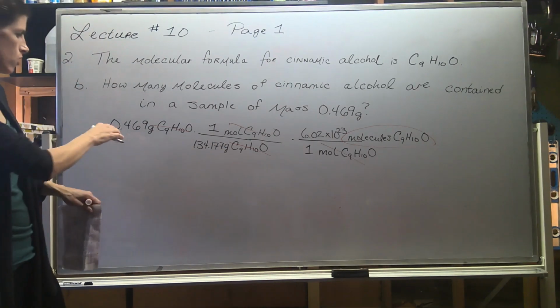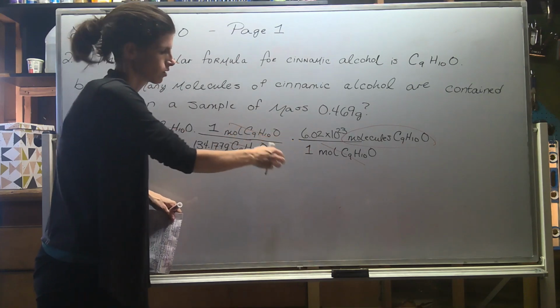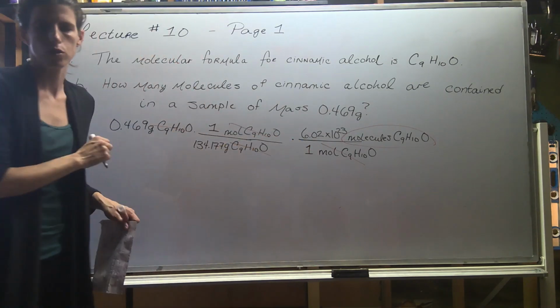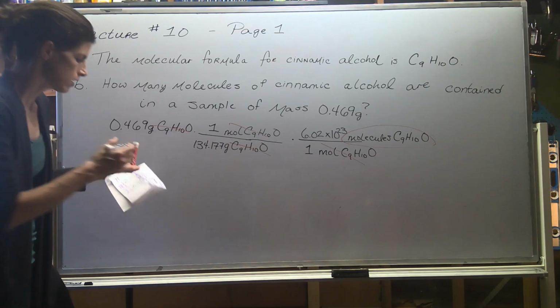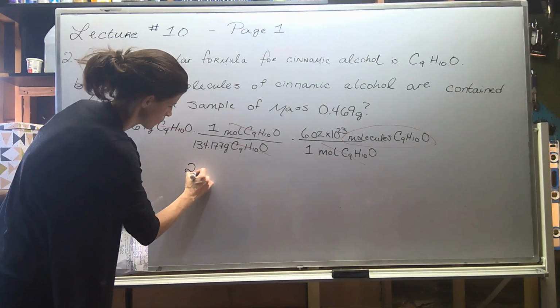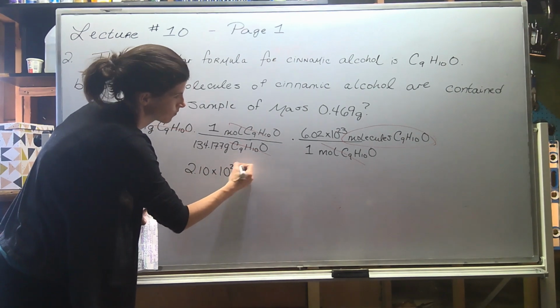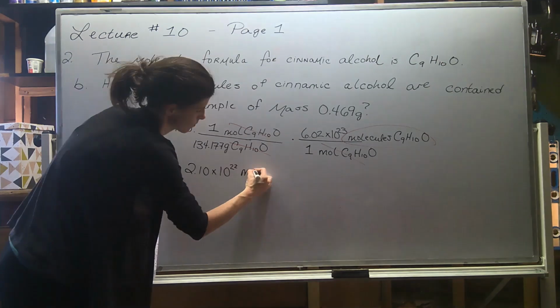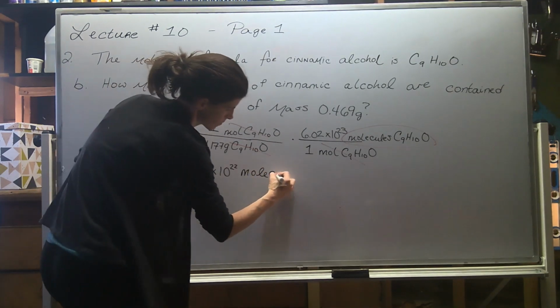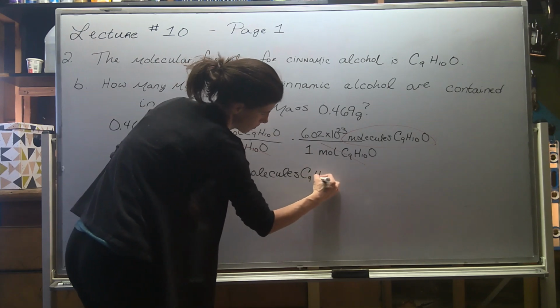In my calculator, I'll do 0.469 times 6.02 times 10 to the 23rd divided by the molar mass. And I got 2.10 times 10 to the 22nd molecules of cinnamonic alcohol.